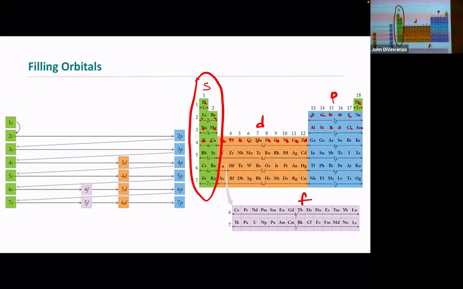And then you're back to 4p. So if you will, d trails behind 1. You got 4s, and then you go 3d, and then you're back to 4p. The f trails behind 2.